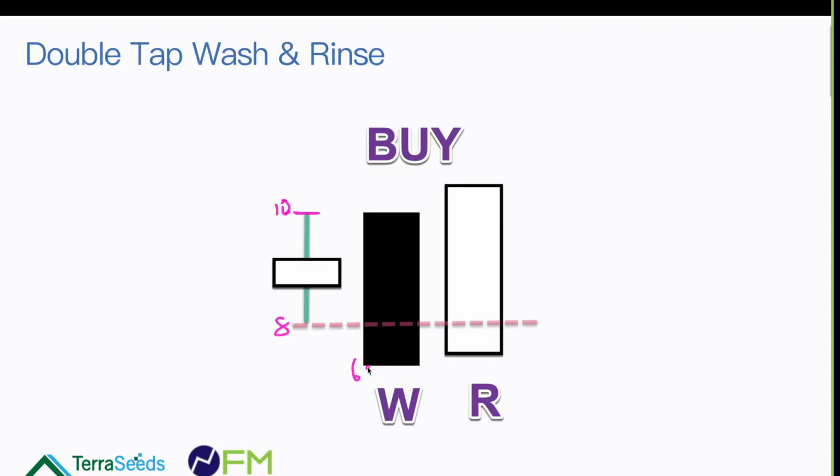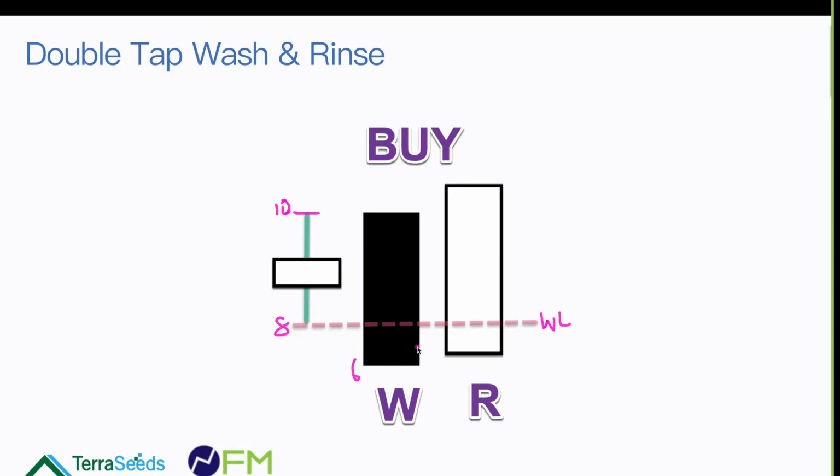And given that there is a close below the previous bar low, you are able to draw a horizontal line at the low of the previous bar. So this is the horizontal line that I've drawn, and I call this a wash line. As simple as that. If you see any candle that had a close below the previous low, then you just draw a horizontal line at the low of the previous bar.